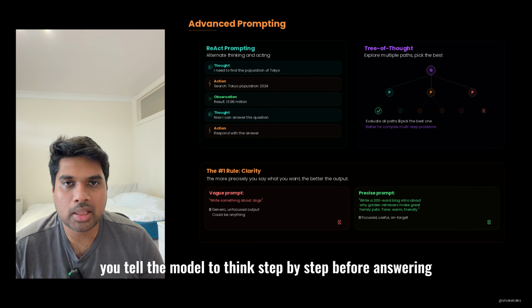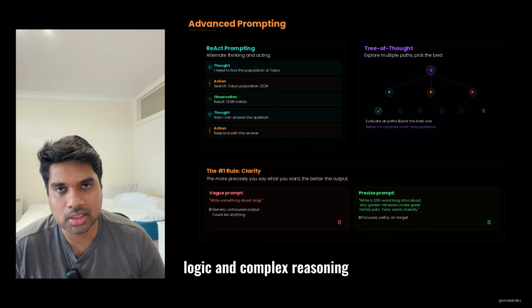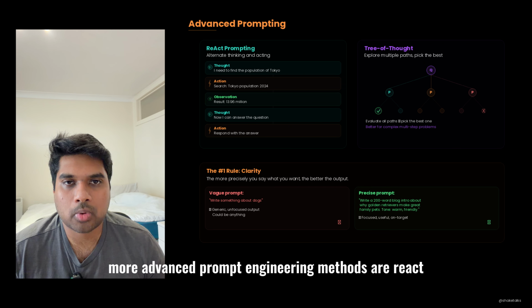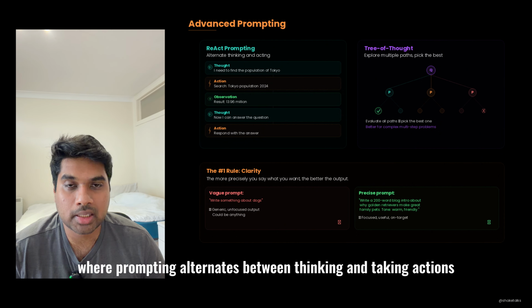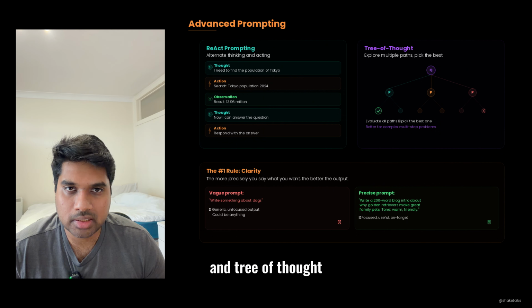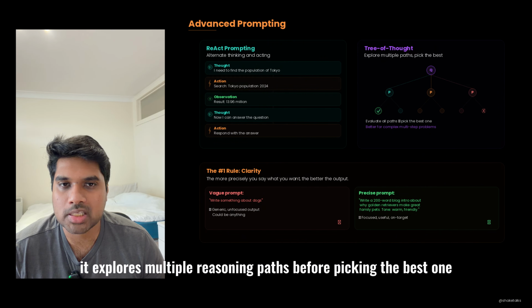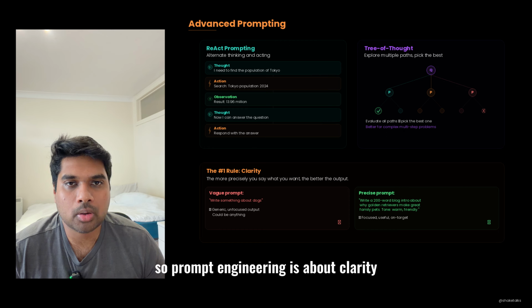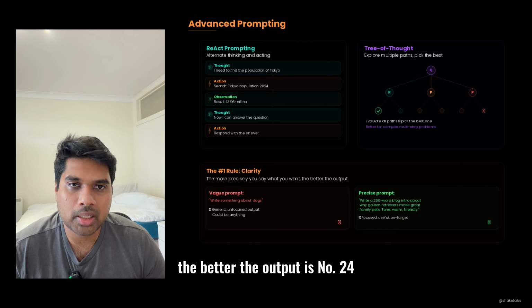Chain of thought. You tell the model to think step by step before answering. It sounds too simple, but it dramatically improves accuracy on maths, logic, and complex reasoning. More advanced prompt engineering methods are ReAct, where prompting alternates between thinking and taking actions, and tree of thought. It explores multiple reasoning paths before picking the best one. So prompt engineering is about clarity. The more precisely you say what you want, the better the output is.